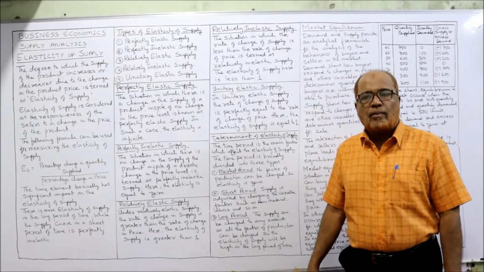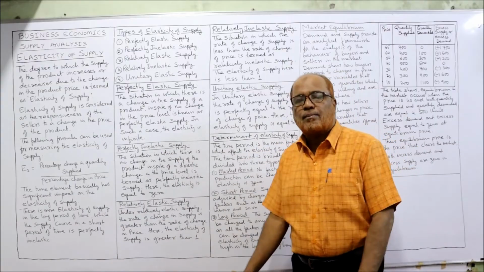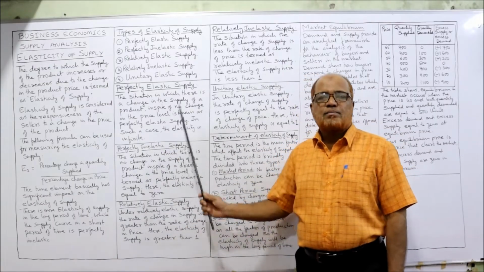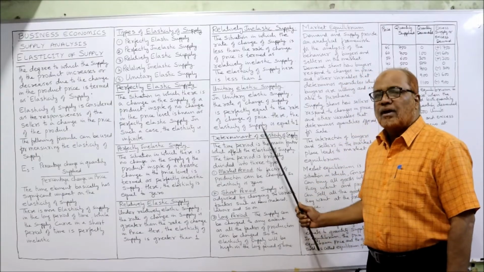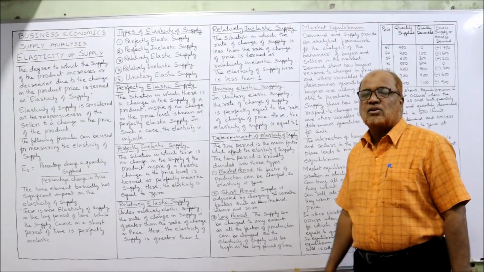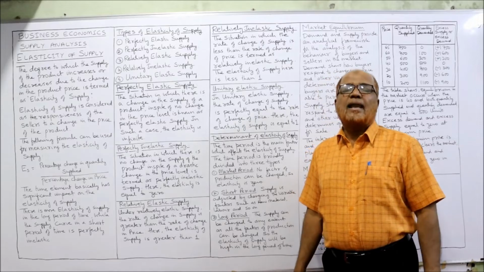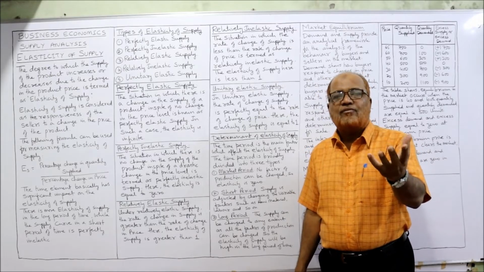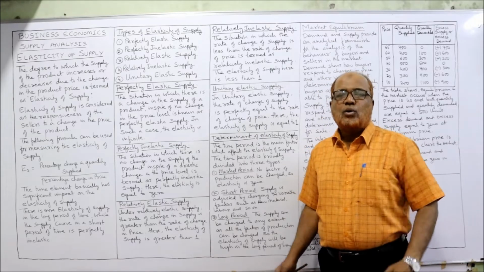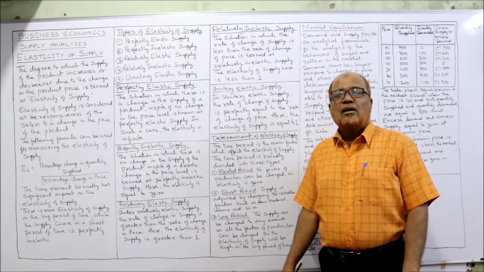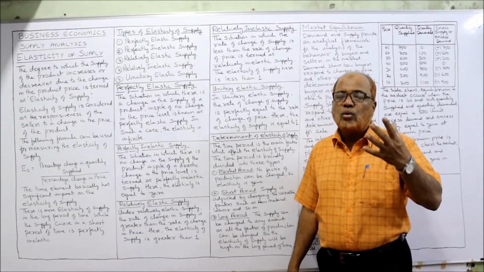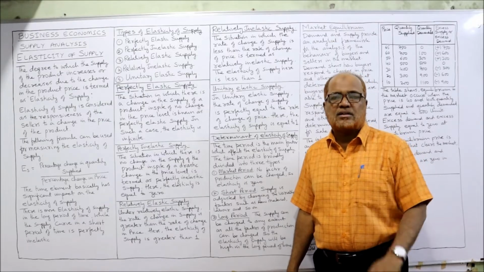So I have explained you about the meaning of the term elasticity of supply formula. Then I have explained what are the different types of elasticity of supply. Now, determinants of elasticity of supply. Actually, elasticity of supply will not be same for every product. So different products will have different elasticities. Now, what are the determinants? How this elasticity will be affected?